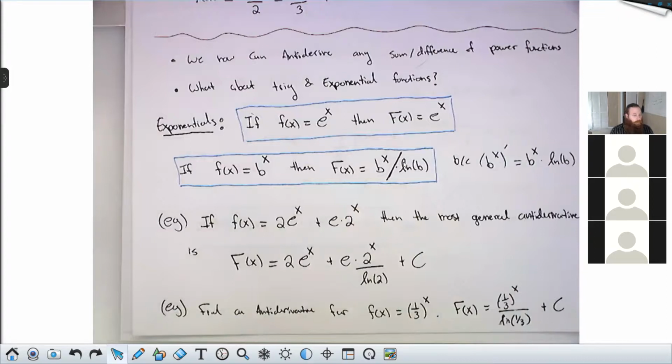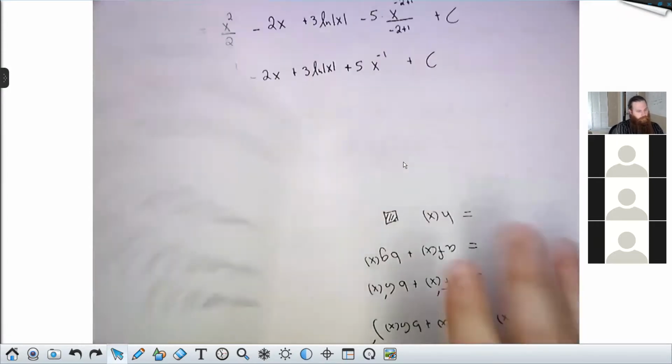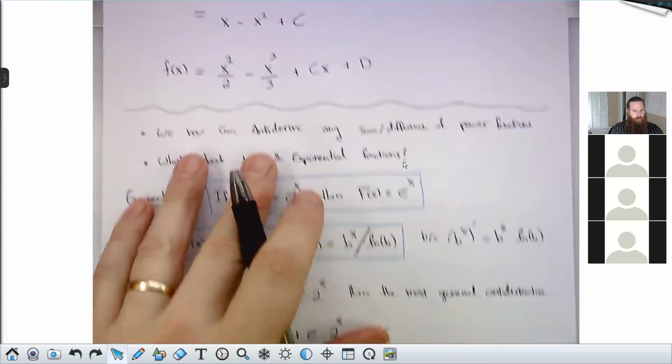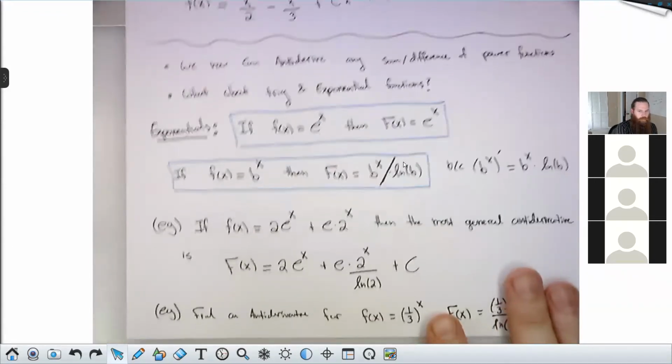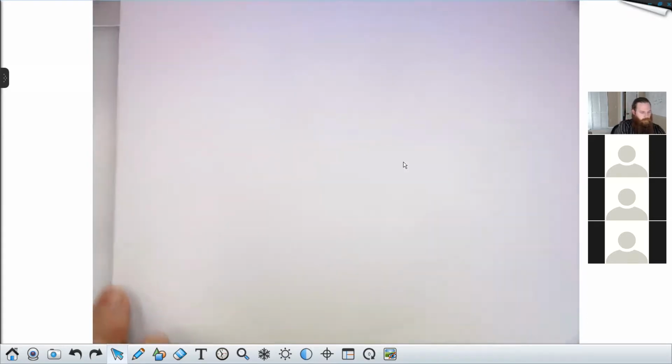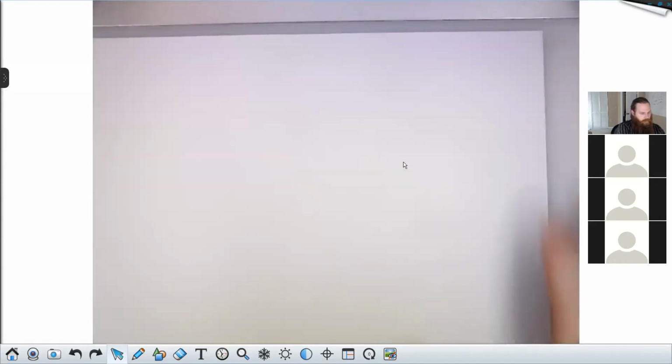Okay, moving along. Trig functions. I'll leave this page just for a second in case anybody is still writing. But we are going to move to trig functions. You know the derivatives of sine and cosine. So antiderivatives for sine and cosine, those aren't too bad. They just kind of go back and forth. You just got to be really careful about that negative. All right, changing pages. Trig functions.